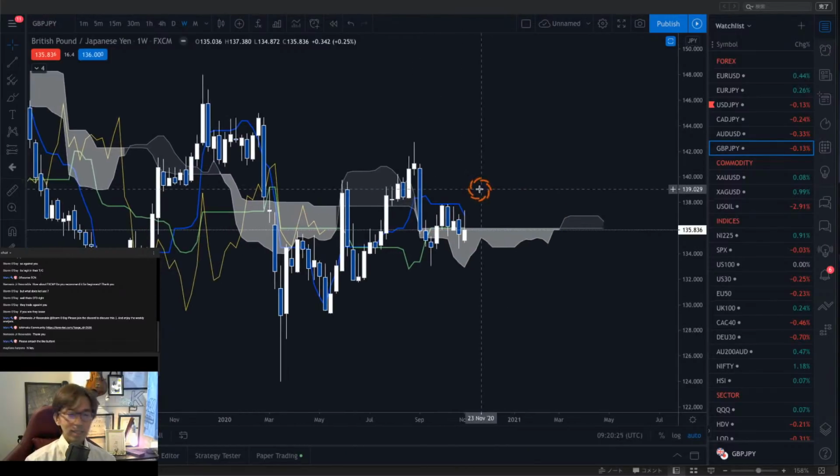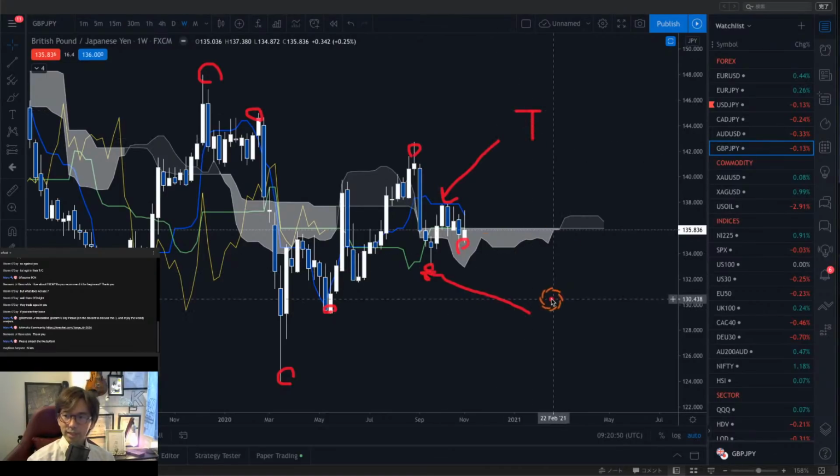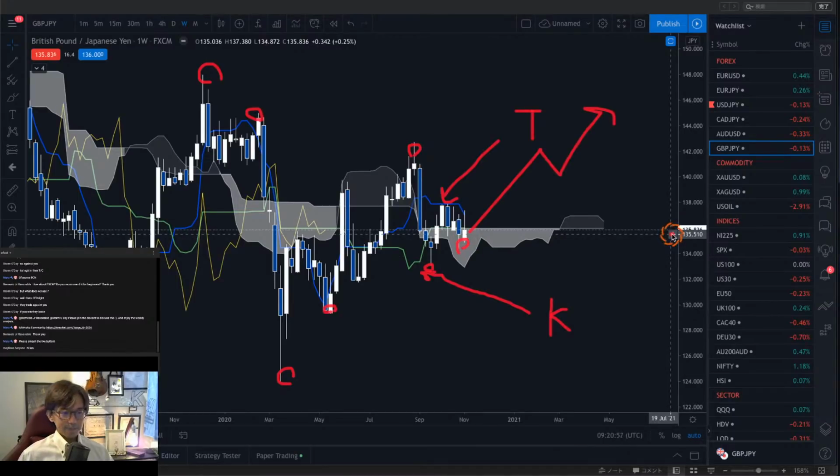So I won't look at the lower time frame in this case, but we can see there is a P wave structure. The highs are getting lower and lower, and the lows are getting higher. So this is a typical P wave structure. And in this case, you can simply see that the Tenkan-sen is above the Kijun-sen. So after the P wave, it might break up this way, that we can expect.